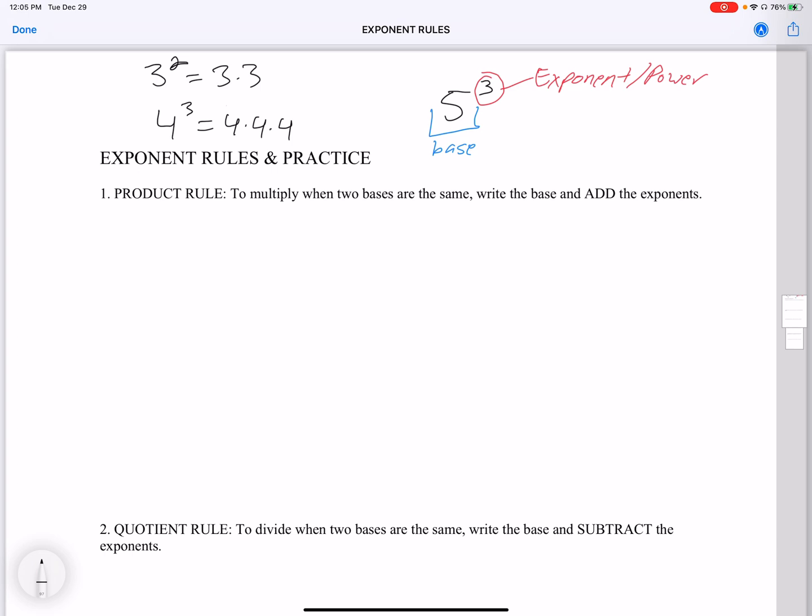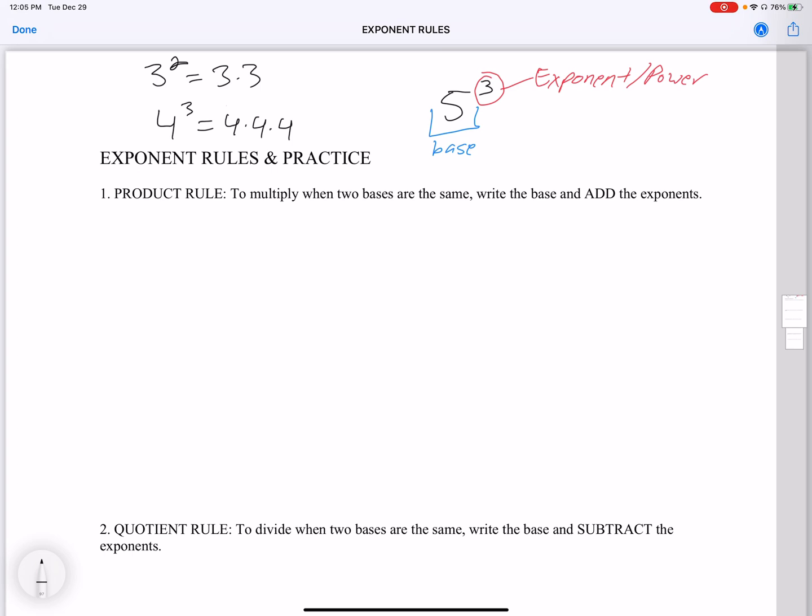So now let's talk about some of these rules, okay? You already understand what these exponents tell you to do. If I have 5 to the third, it means 5 times 5 times 5. If I have 3 squared, it means 3 times 3. If I have 6 to the power of 7, I'm multiplying 6 by itself 7 times, right? So let's look at the product rule.